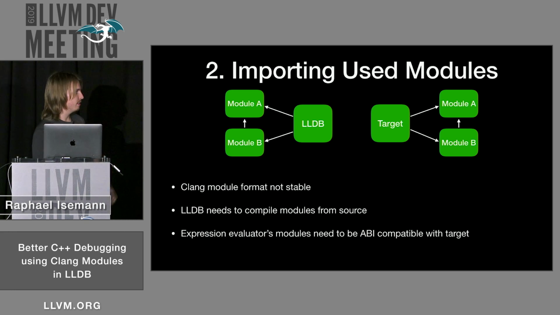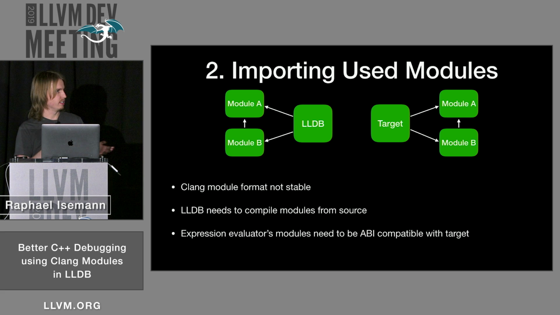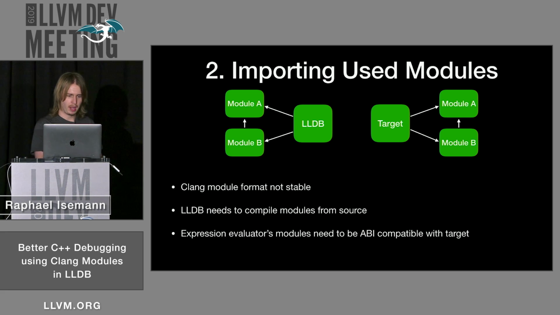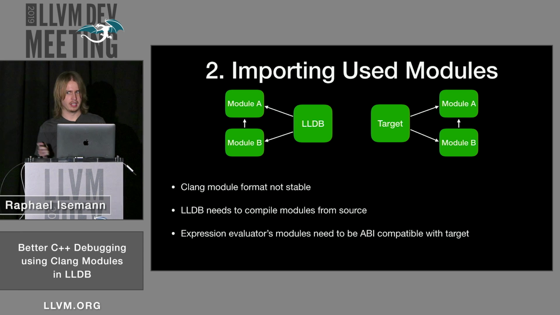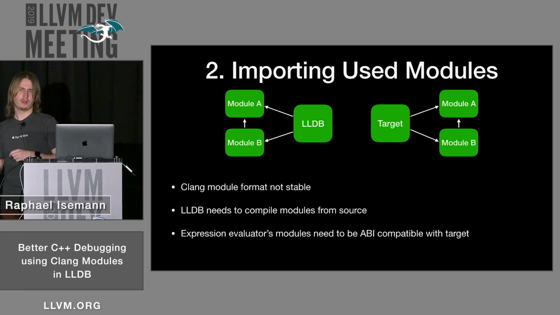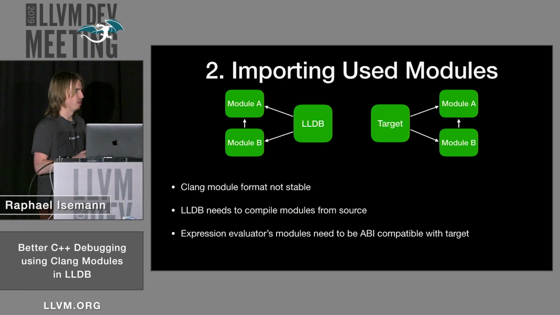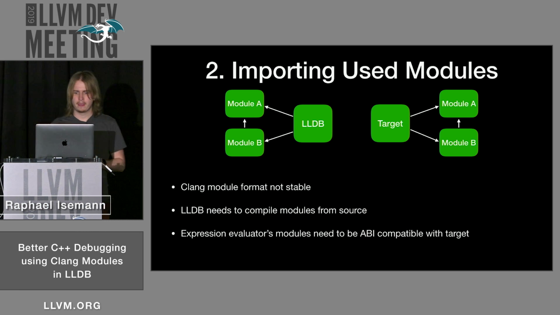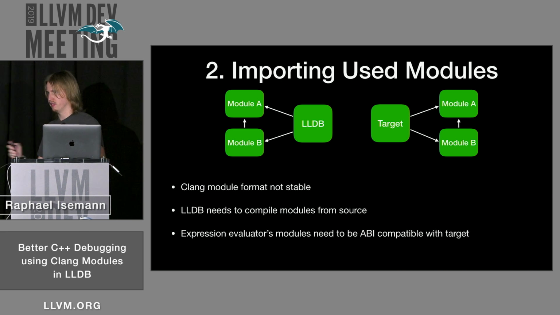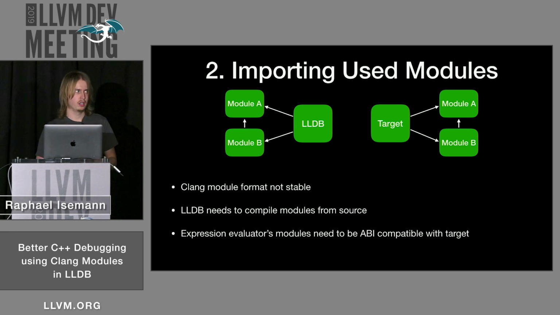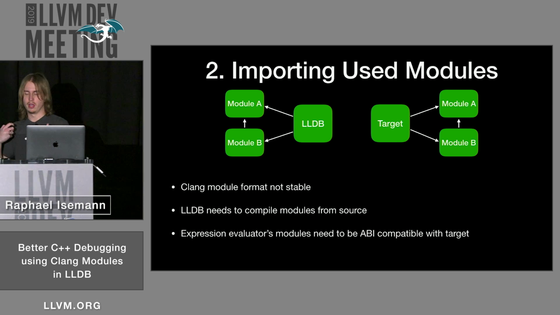The question is, how do we find out how exactly we need to compile the source code? This can be a bit tricky because there are a lot of different ways we can actually change the ABI of a program. It's not just defines, but also language modes and whatnot. So this is a bit of a tricky problem. But let's just assume we have a set of modules that we can actually use and import them into LLDB.